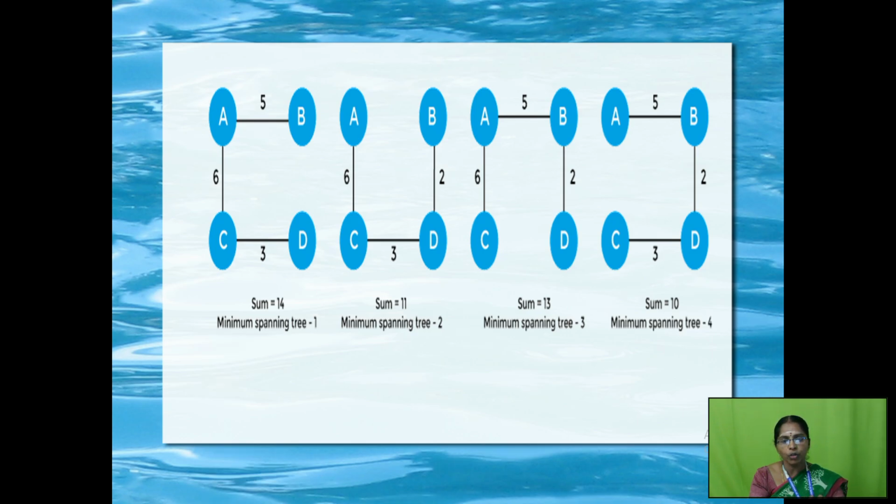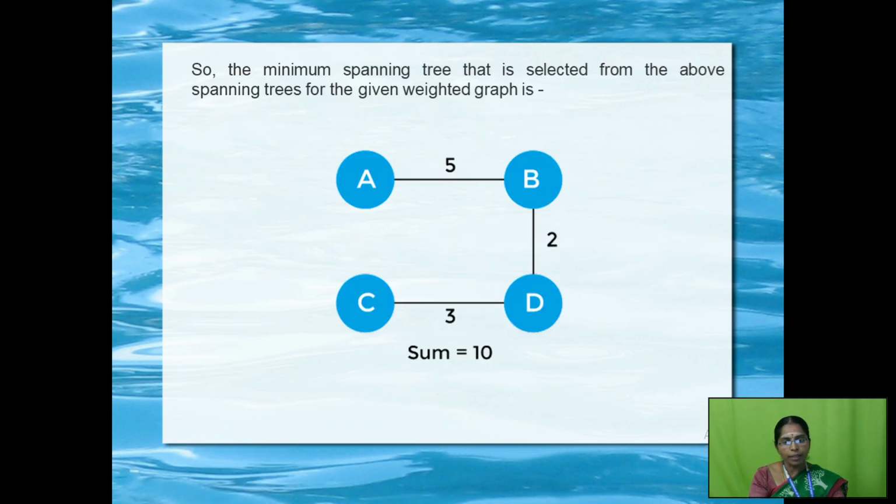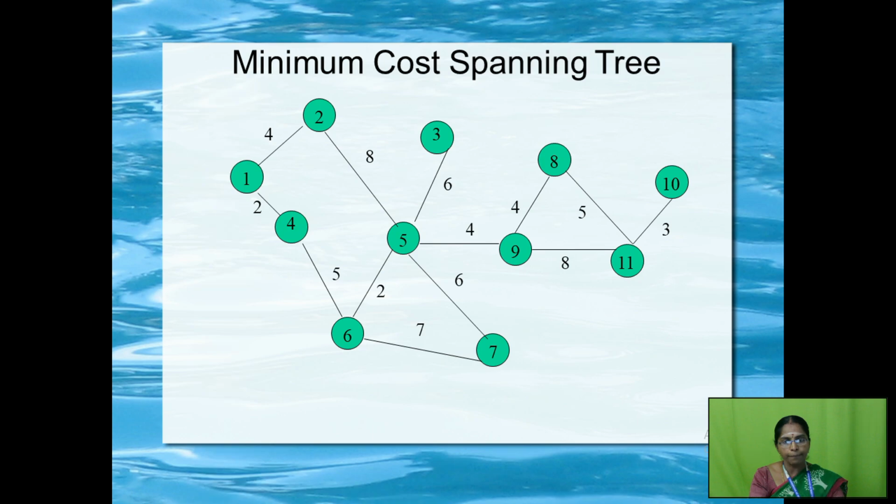So the total weight of the given graph is 10. Here the minimum spanning tree would be taken as this one. The minimum spanning tree that is selected from the above spanning trees of the weighted graph has a sum equal to 10. So here, this is another example of calculating the minimum cost spanning tree.